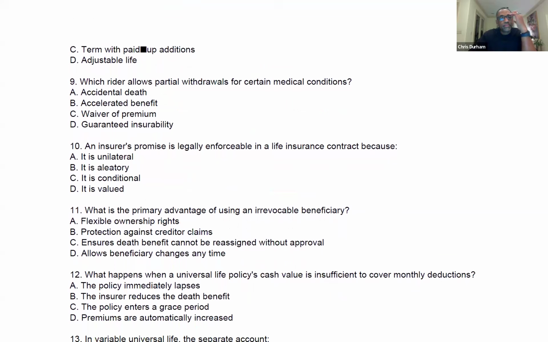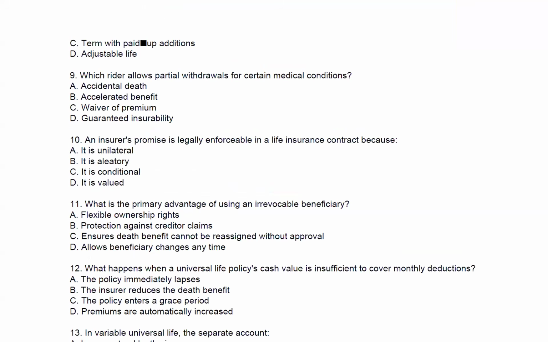Number nine. Which rider allows partial withdrawals for certain medical conditions? A, accidental death. B, accelerated benefit. C, waiver of premium. D, guaranteed insurability. And I would say B, accelerated benefit.